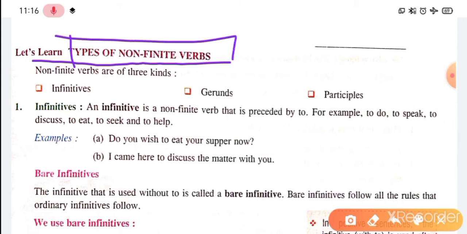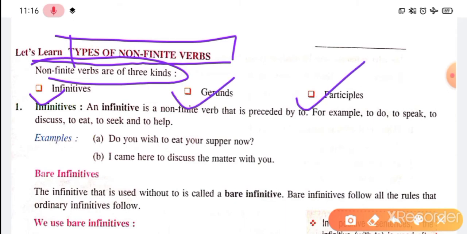Okay, see, non-finite verbs are of three kinds. Number one, infinitives. Number two, gerunds. And number three, participles, right? These are the three types of non-finite verbs, and we will see their formation in sentences, how they remain the same even if we change the tense or the subject of the sentence. So first of all, let's see the infinitives.